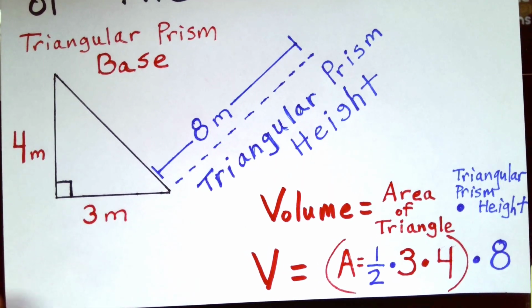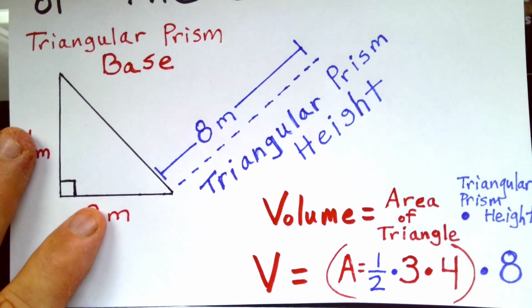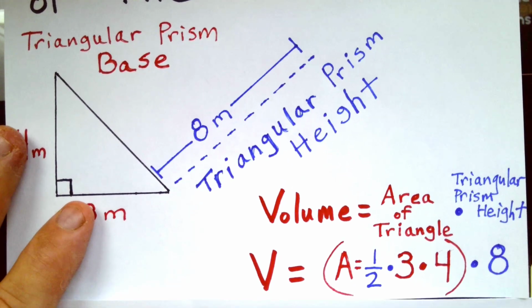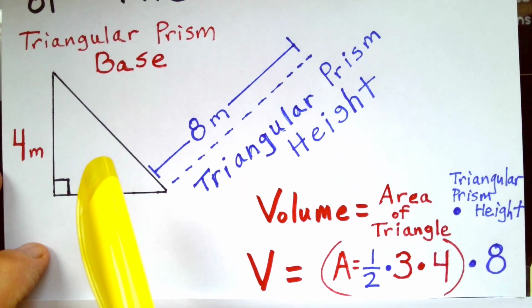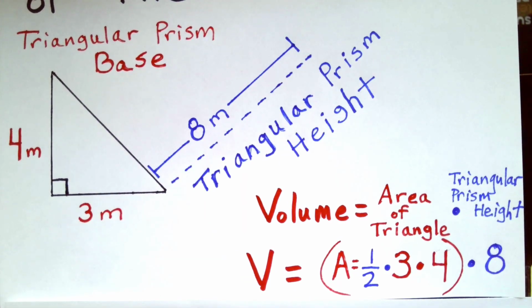If you've been watching the previous questions using this shape, I think you already know what the area of the base, the triangle, is. Multiply that times the height. Hey, you got your volume in meters cubed.